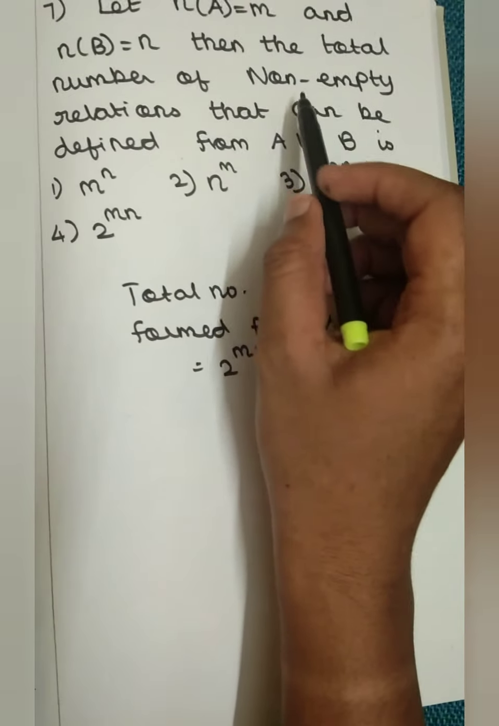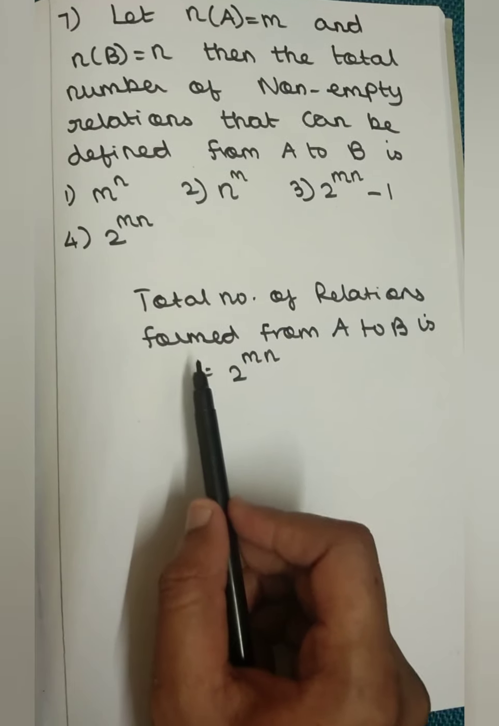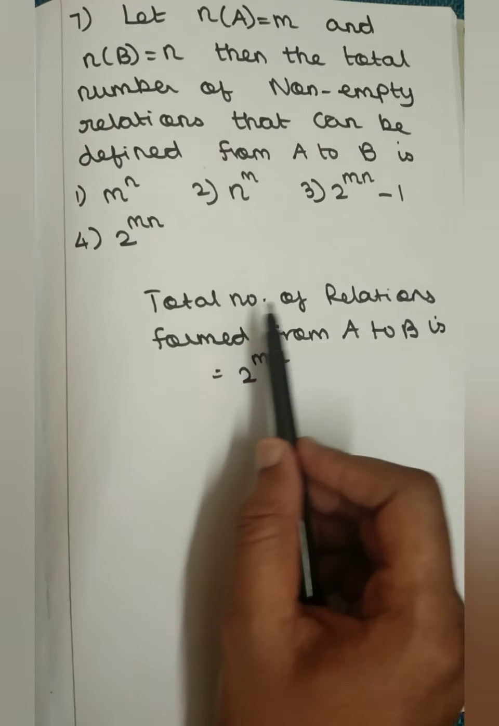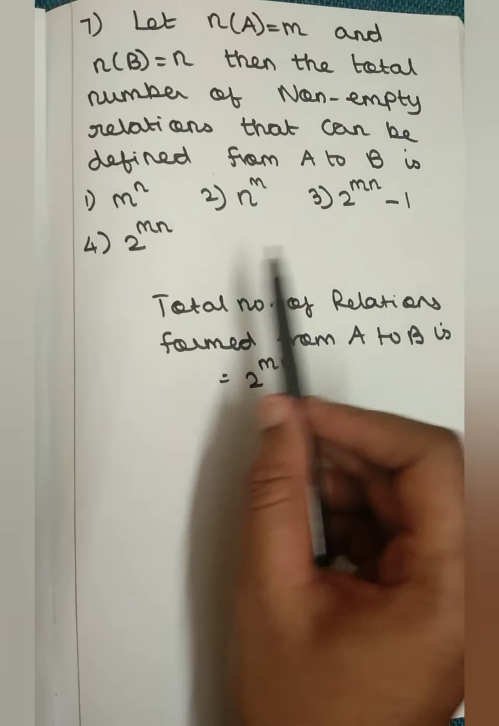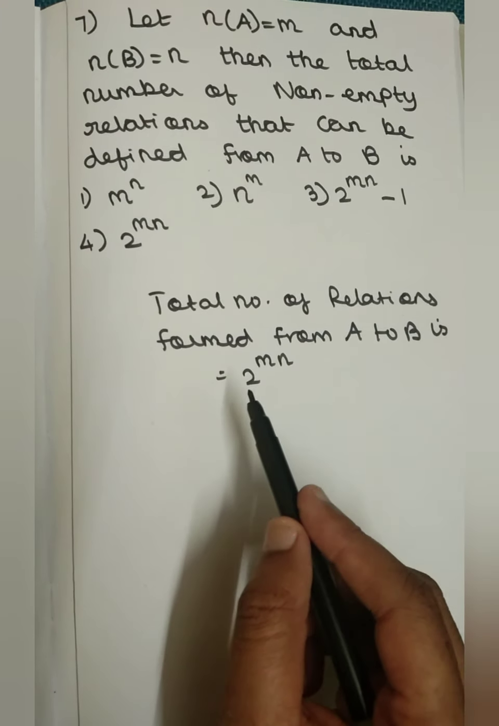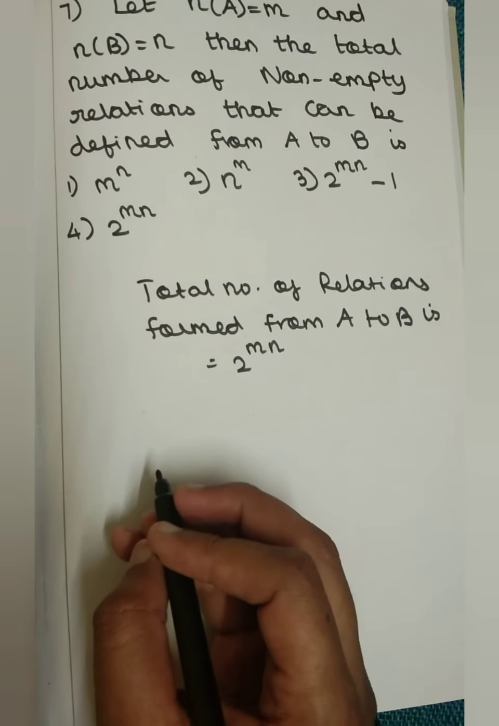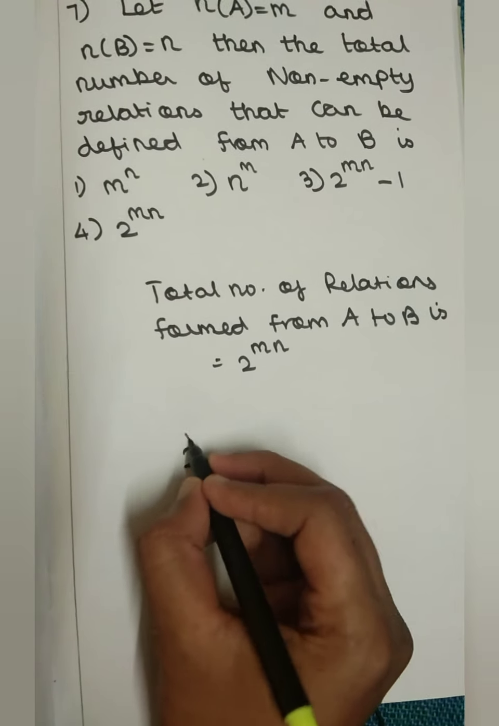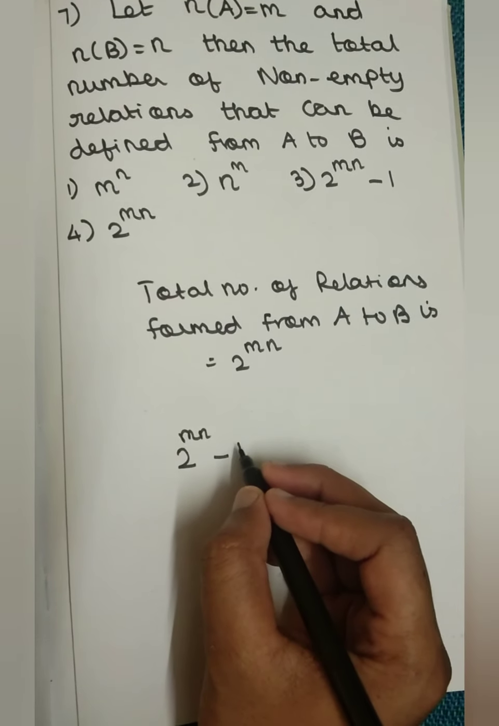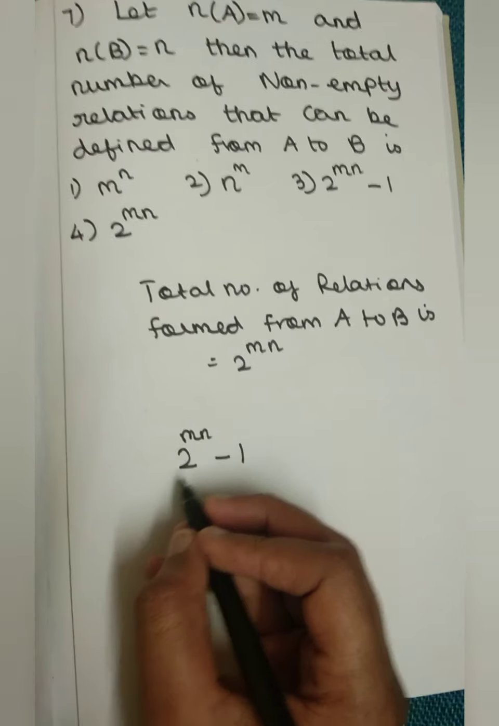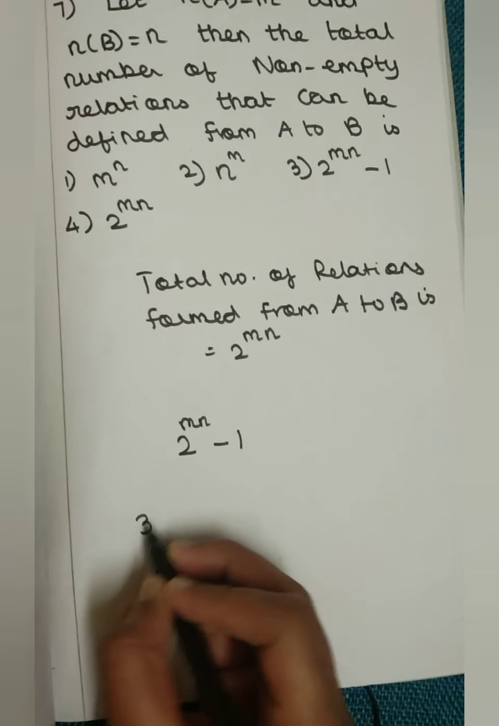Now the question is to find the total number of non-empty relations. My total number of relations is 2 power mn. In the total number of relations, I have one empty relation. So to find the non-empty relations, I want to subtract that empty relation from the total relations. I am going to subtract 2 power mn, the total relations, minus 1, that is the empty relation. If I subtract, I will get the non-empty relations. So my answer is 2 power mn minus 1. My third option is correct.